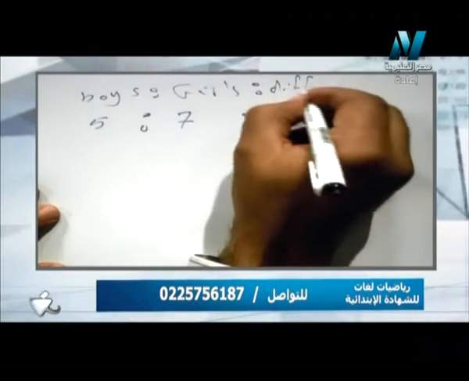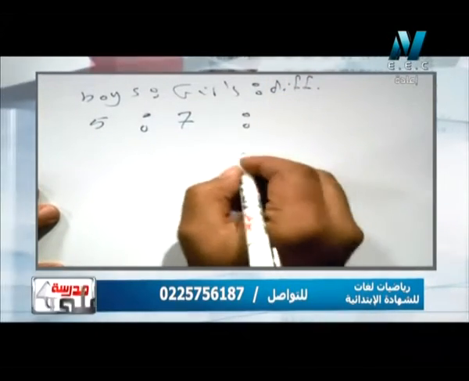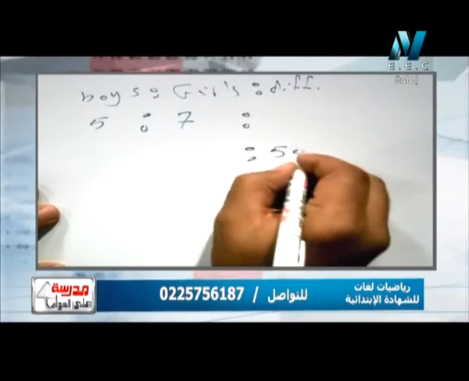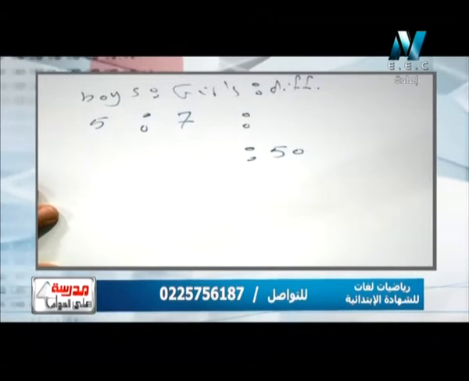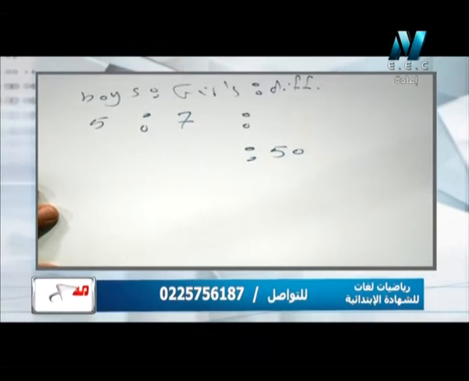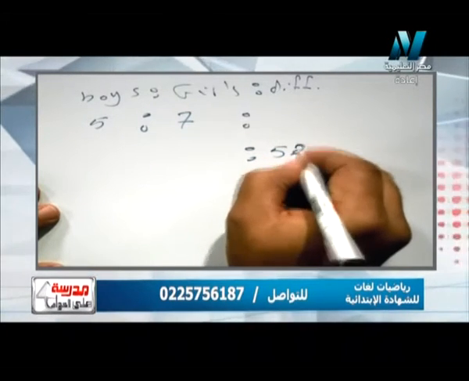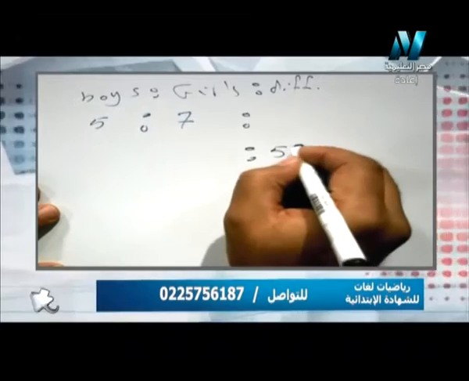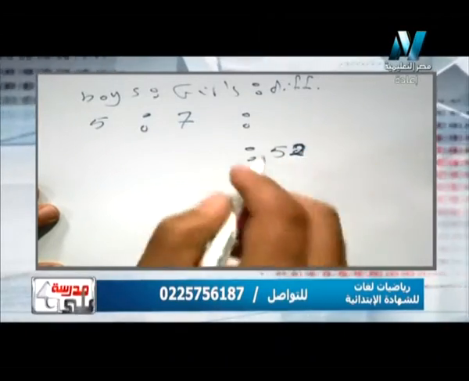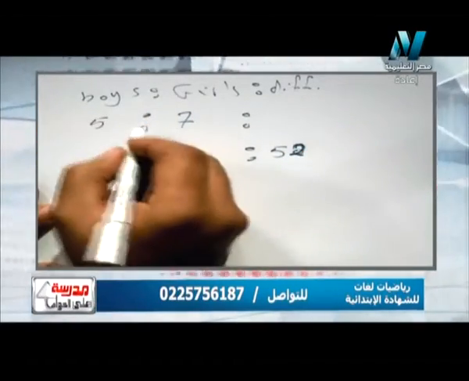The difference between them, Mr. Yasser, is what? Yeah, the difference is 52. The number of boys is 52 more than that of girls. 52? Yes, the number of boys. The ratio between boys and girls, again, Mr. Yasser, please. 7 to 5.